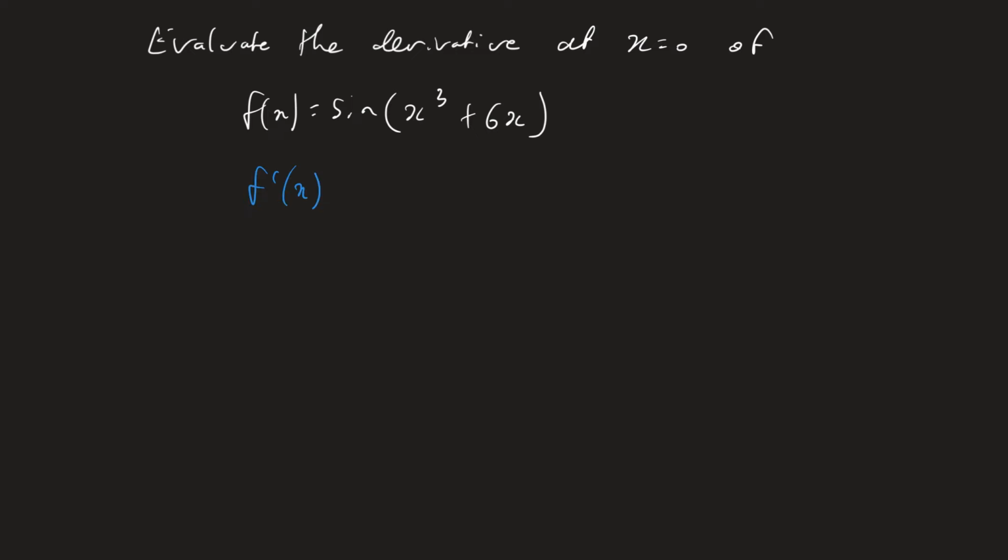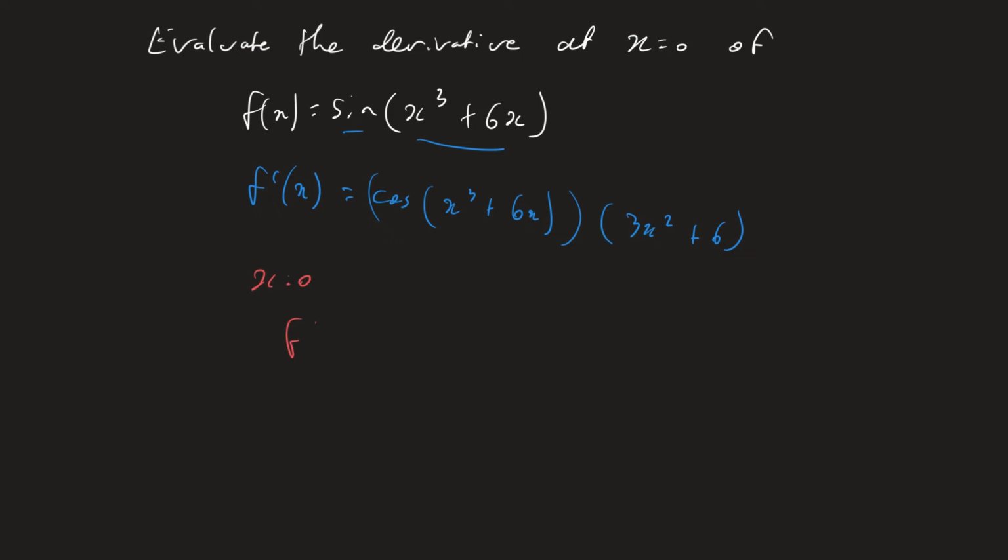The derivative of f of x, denoted f prime of x, is equal to the derivative of sine, which is cos. Then to apply the chain rule, we first of all write the original function there. Then we multiply all of this by the derivative of the inside here. Differentiating x cubed is 3x squared. Differentiating 6x is simply 6.